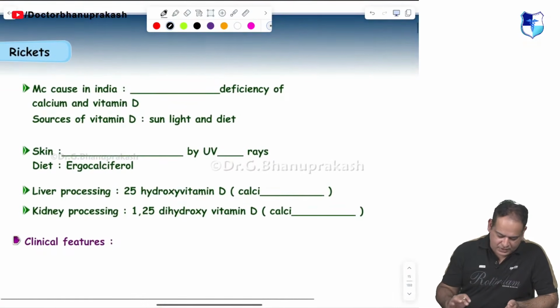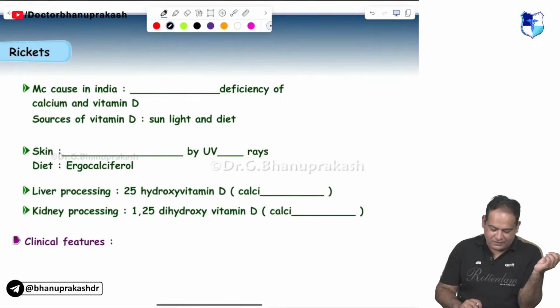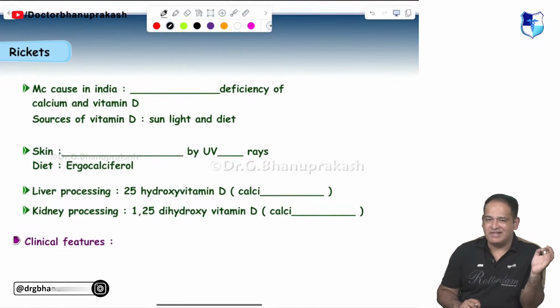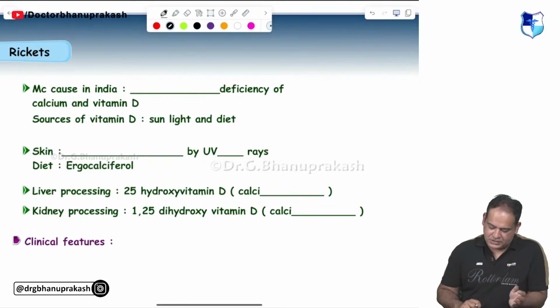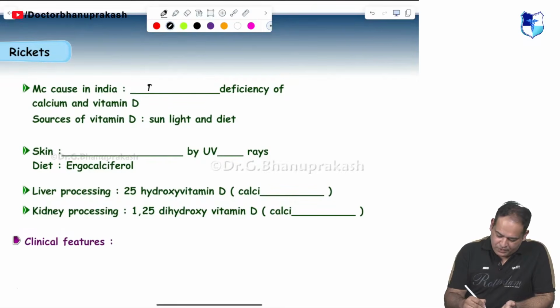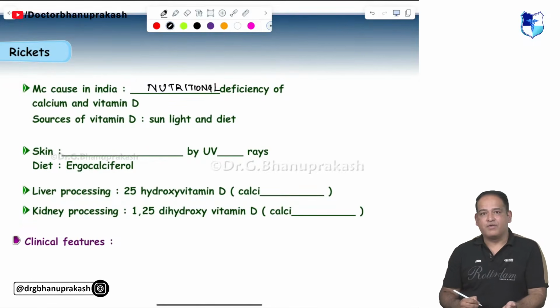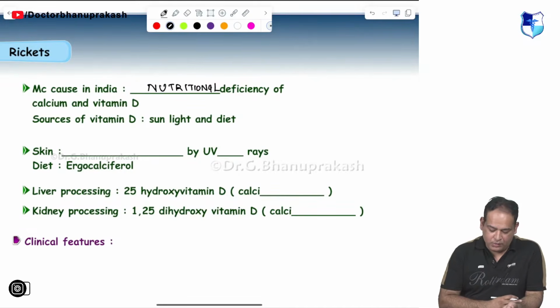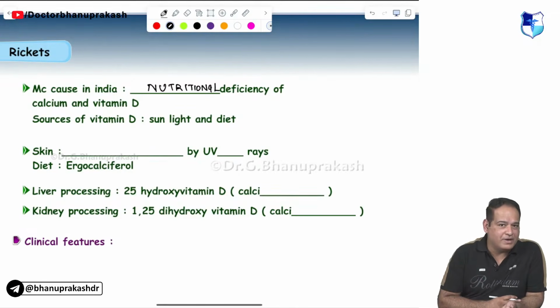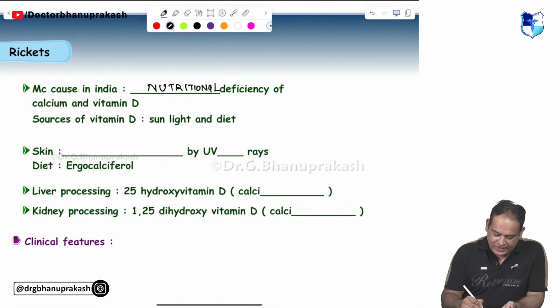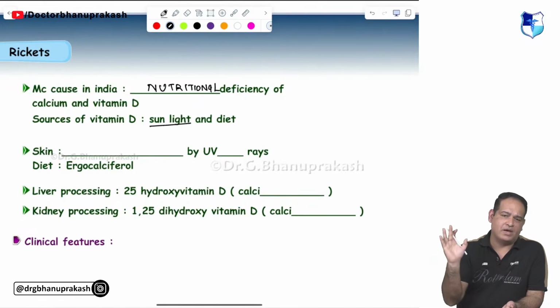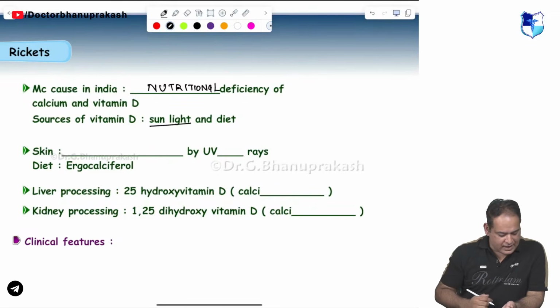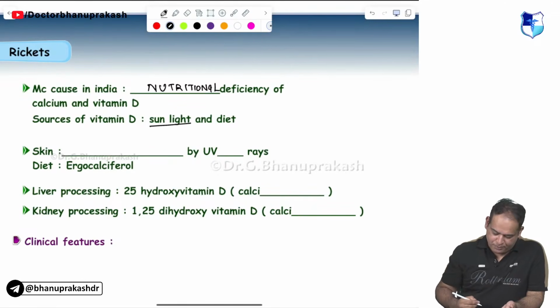We will start with the metabolic disorder, and the first thing which we are going to study is rickets. What is the most common cause of rickets in India? You see, India is a poor country, so most common cause is nutritional deficiency of calcium and vitamin D. What is the source of vitamin D? Sunlight. वो हमारे यहाँ खुले में मिलती है, right? And diet. Diet हमारे यहाँ पे poor है.